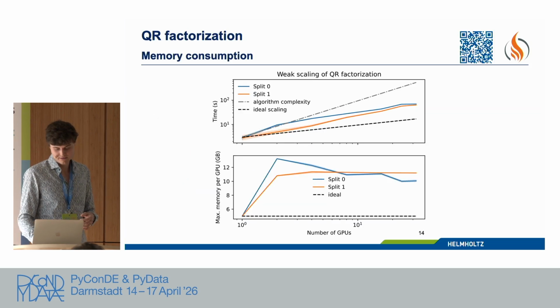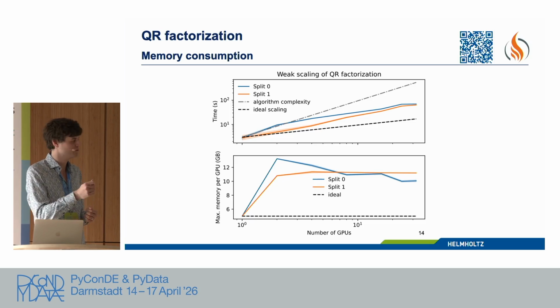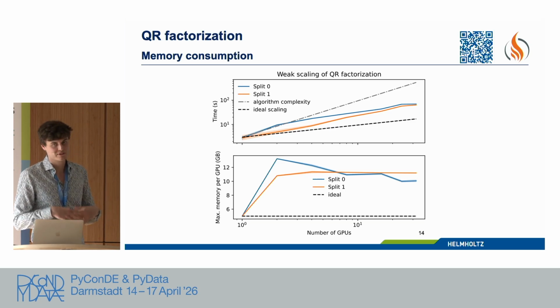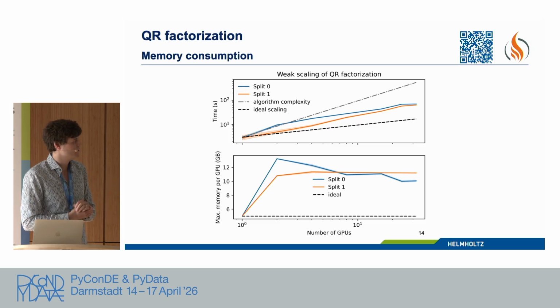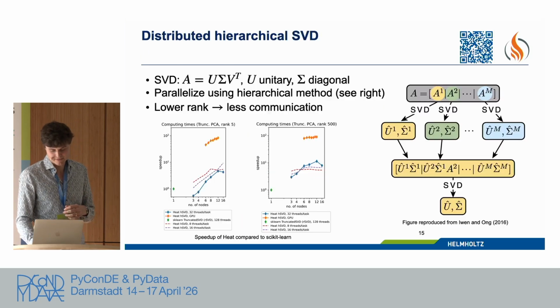And then we also have a very similar test with memory consumption. And here, again, going from single GPU to multi-GPU, we need a lot more memory, but once we're there, we're pretty flat, so that's good. And we could factorize even larger matrices still. And also here on the top plot, there are two different splits of the input matrix, but both are somewhere between the ideal scaling and the worst scaling. And yeah, I think this doesn't look too bad.